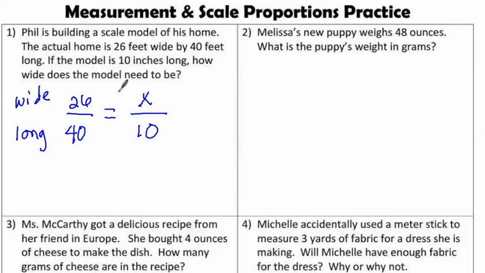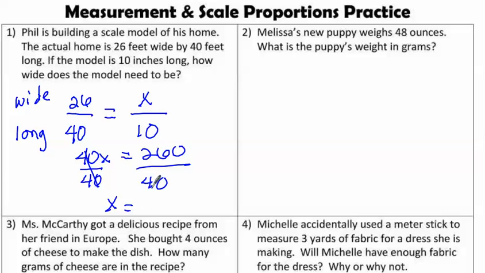So how wide does it need to be? Again, you want to stay consistent. Numerators match, denominators match. Cross multiply, you get 40x equals 260. It's a one-step equation. So you want to take the inverse operation and divide by 40, and you get 6.5 feet.